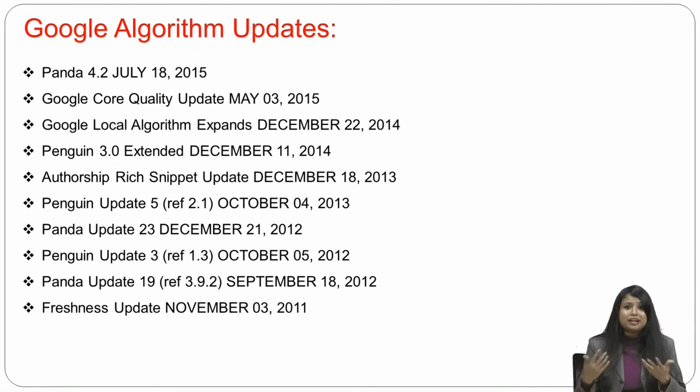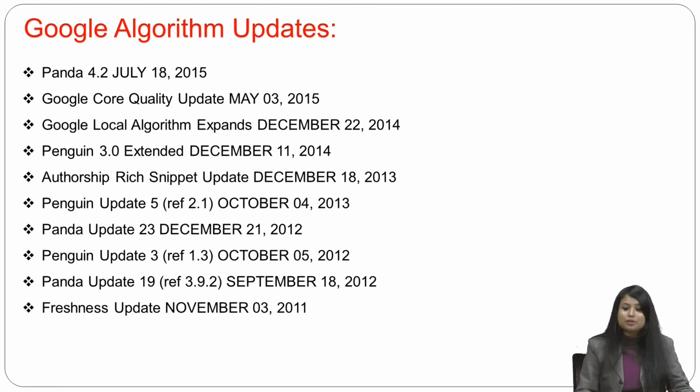Then the Panda update 19, also known as reference 3.9.2. This came on September 18, 2012. It was reported as a minor data refresh, which affects less than 1.7% of queries. Now the freshness update came on November 3rd, 2011. This update focuses on fresh content and regular updates that affect 35% of all searches.